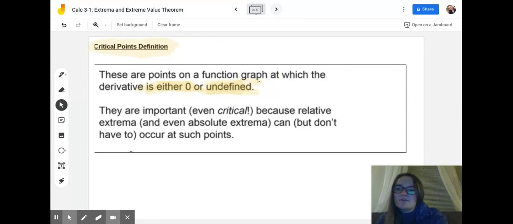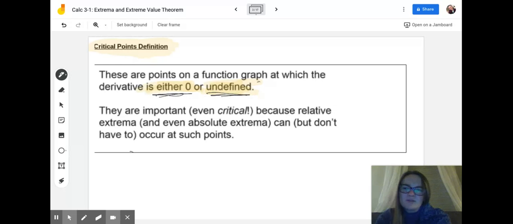Before we start that, though, I want to talk about these things called critical points. Critical points are going to be pretty critical for you to have success in the class in the next couple of months. Let me tell you why. The reason we call them critical points is they are where the derivative is either equal to 0 or undefined.